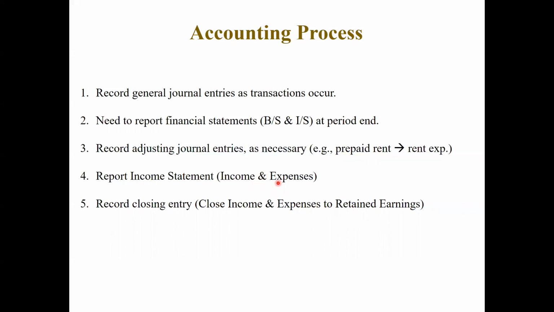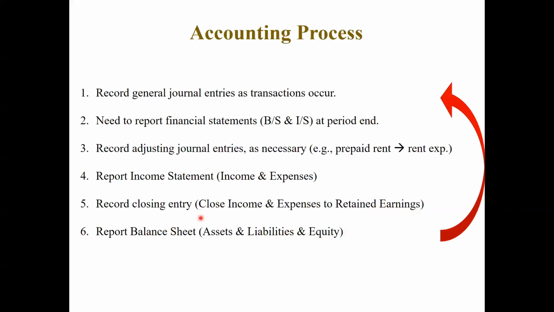Once you've done that and the retained earnings account is now correct for the end of the year, you're ready to report the balance sheet. Your assets and liabilities have been correct after the adjusting journal entries, but now your equity is correct because you've posted the closing entry to the retained earnings account. So your assets, liabilities, and equity accounts are ready to be reported to investors. And then once you've reported the balance sheet, it's over. You're totally done with the accounting process for that period of time, and you're ready for the next period of time to start recording general journal entries again as transactions occur. Okay, so that's what I wanted to share with you.